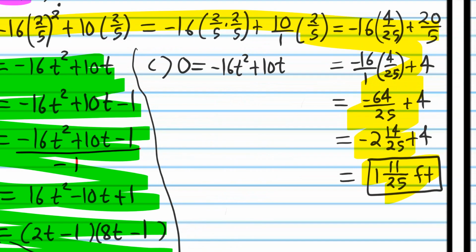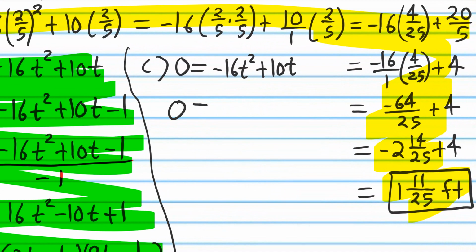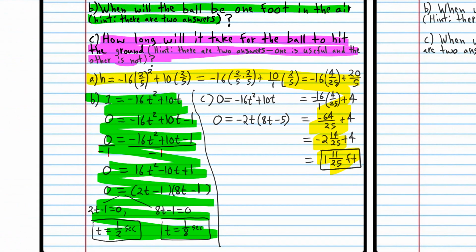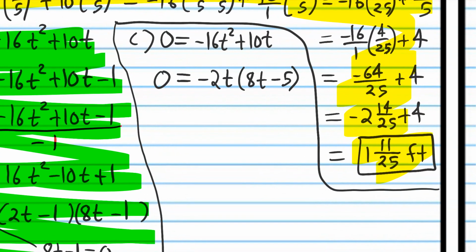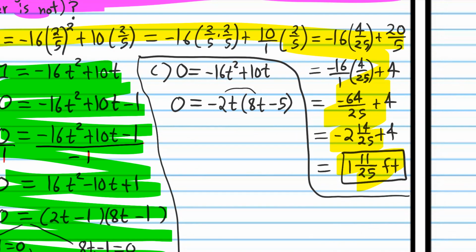What we're going to do is just pull out a greatest common factor, which would be, let's see, a negative 2t I'm going to pull out, and that would be 8t minus 5. And just to check that, I'll multiply back. So negative 2t times 8t is negative 16t squared. Got it? And negative 2t times negative 5 is positive 10t. Got it?